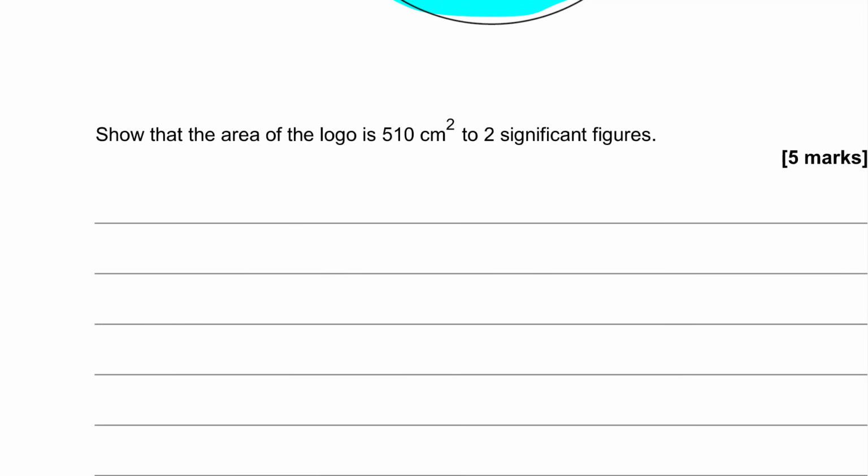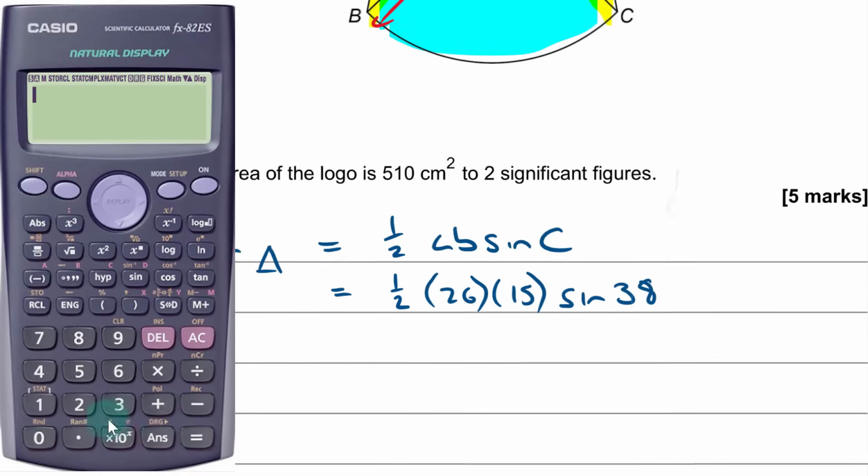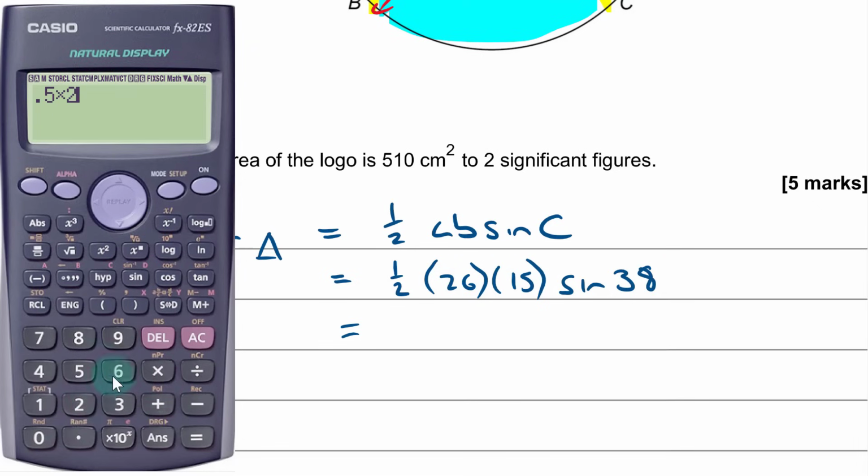So the area of the triangle is going to be half ab sine C. That's our formula for an area of a triangle using trigonometry, which is our two sides and our included angle. So it's going to be a half, a, which is 26, times b, which is 15, times our included angle sine 38. What's that then? So 0.5 times 26 times 15 times the sine of 38. I make that 128.053.